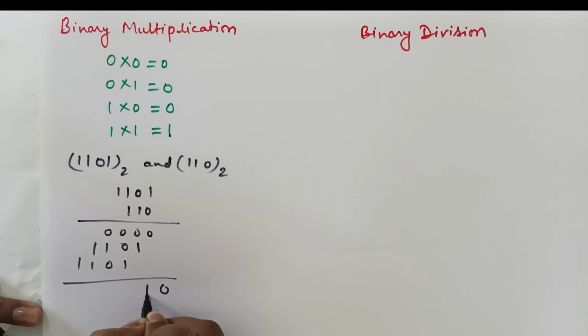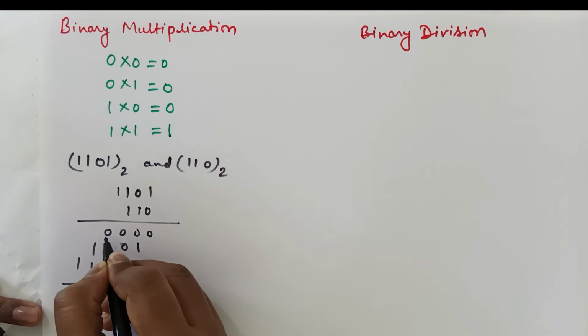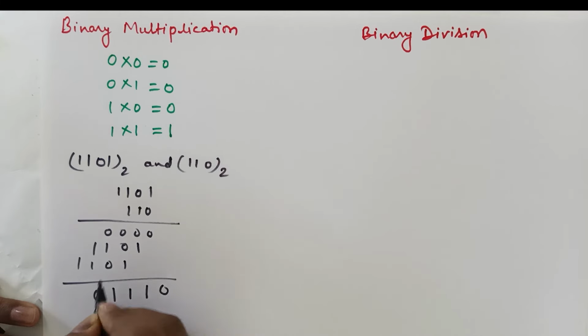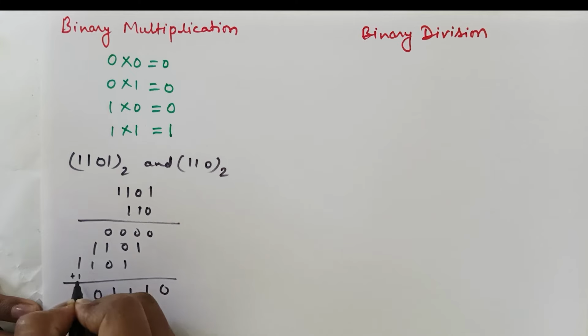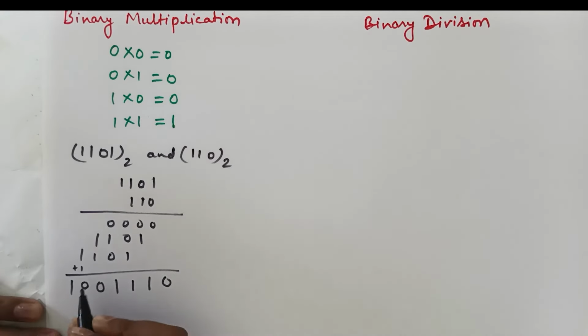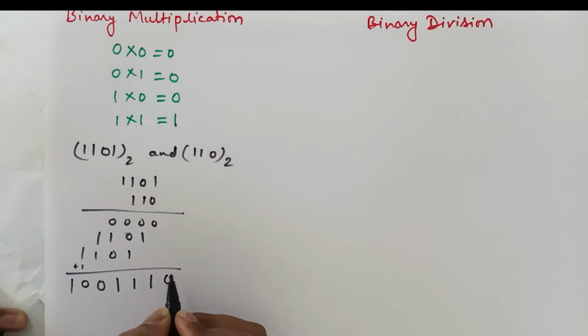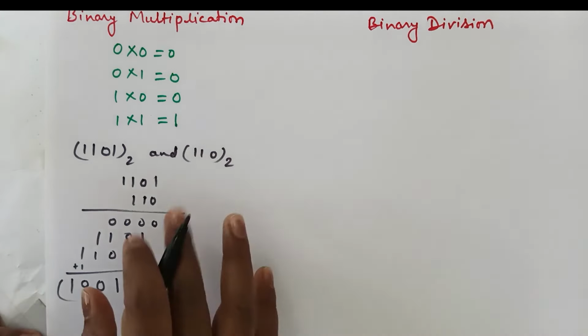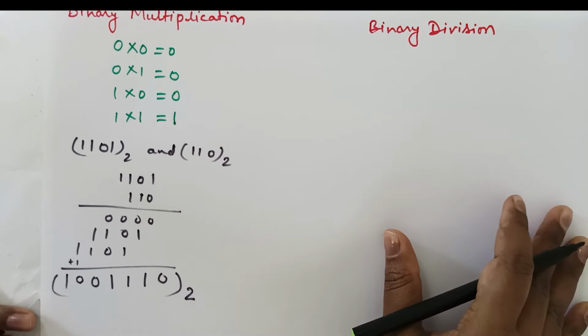Adding these: 0, 1, 1 plus 1 is 0 with carry 1, so write the carry here, and this 1 plus 1 will be 0 with carry 1. So this will be the multiplication of these two binary numbers: 1001110. So this is how we do binary multiplication.